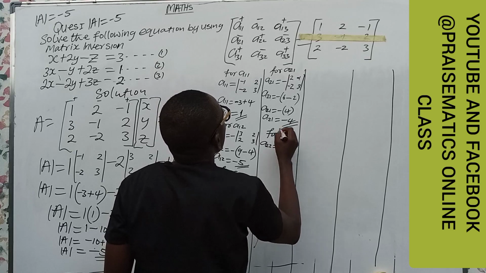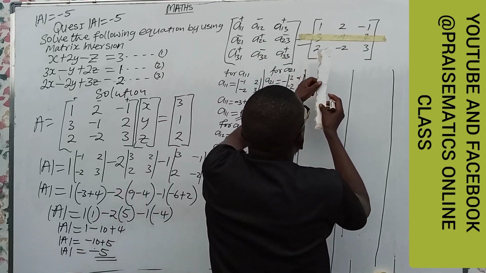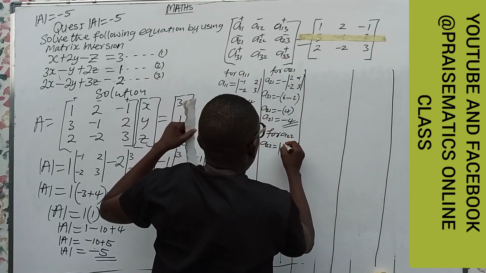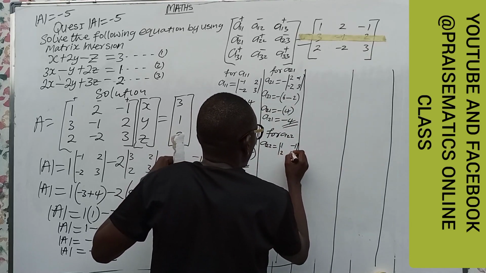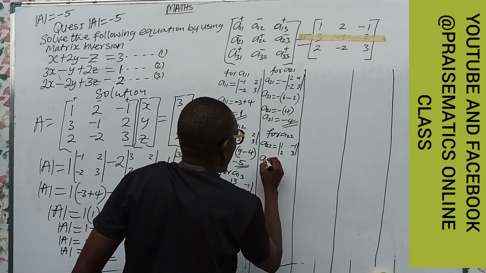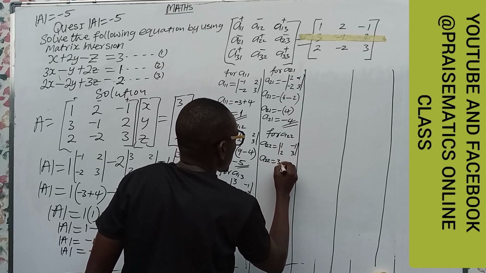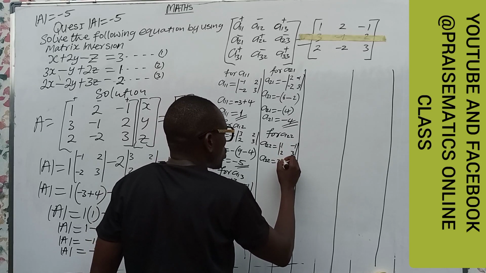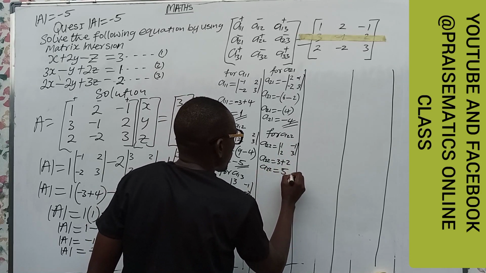For A22 is equal to, it has plus. Close this in. Now what do we have? 1 minus 1, 3, 2, 3. Now A22 equals 1 times this, which is 3. 3 minus 2 times this, which will give us minus, minus will give us plus. So A22 is equal to 5.